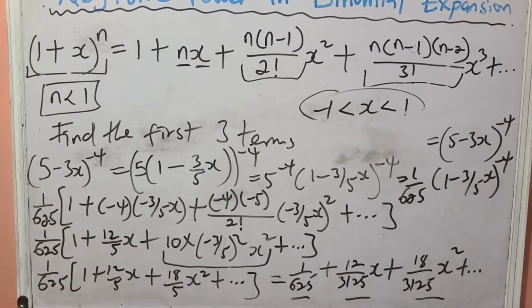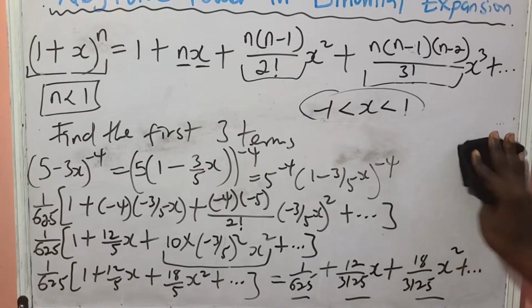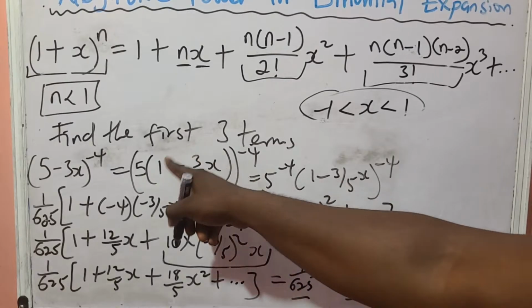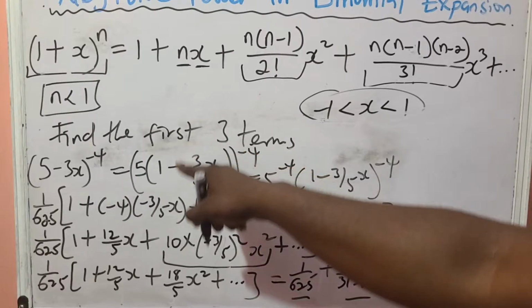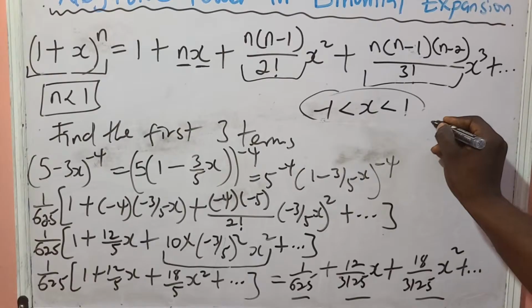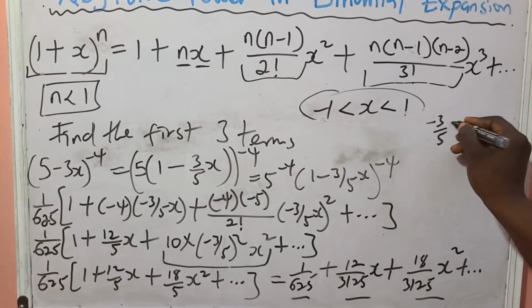But there's something I have not done yet. Can anybody identify that? There's something I have not yet done, which is that I'm yet to define my x. So let me go on to define my x right here. How do I define my x? Of course, my x here is, look at it, minus 3 over 5 x. So instead of writing this x now, I'm writing minus 3 over 5 x.